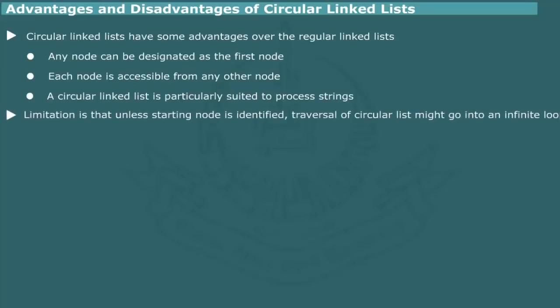A limitation of the circular list is that unless the starting node is properly tagged and identified, a traversal operation might go into an infinite loop.